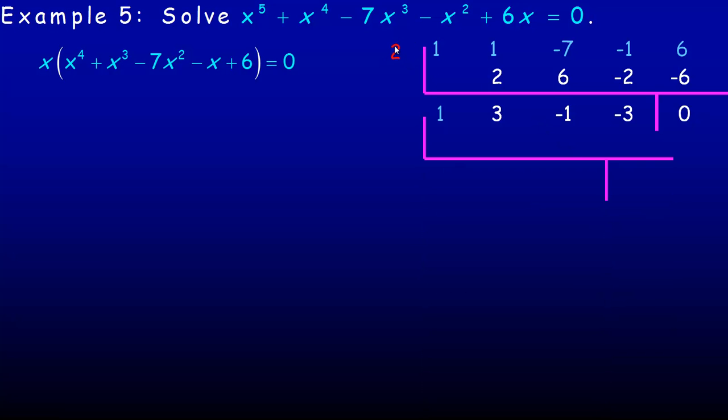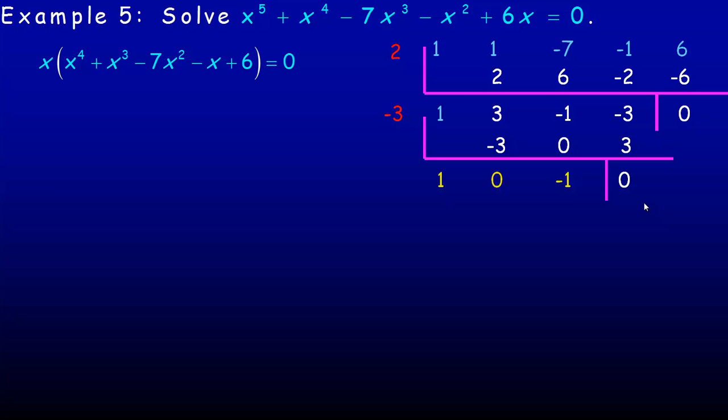So we've got one factor, but of course there should be 4 of them. So we need to try something again. So I'm going to use negative 3 in this case. Remember, factors of 6, negative 3 is one of them. So bring the 1 down. Negative 3 times the 1 is negative 3, and those add to 0. 0 times negative 3 is 0. Negative 1 and 0 add to negative 1, and then negative 1 times negative 3 is positive 3, and we get a remainder of 0.